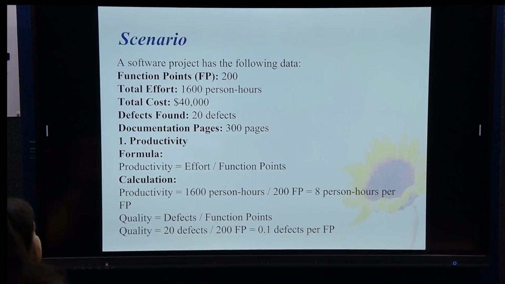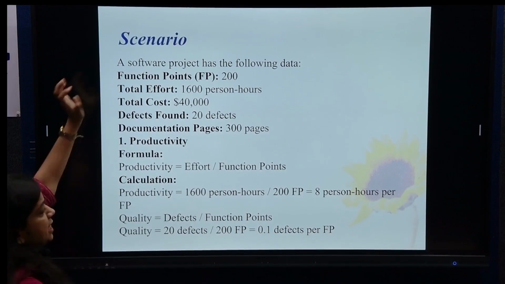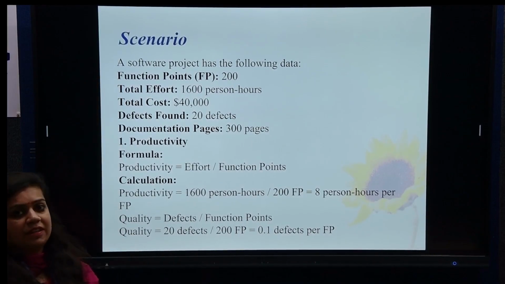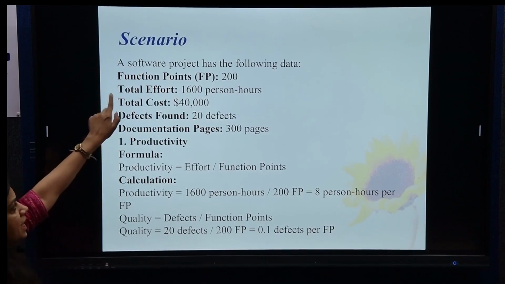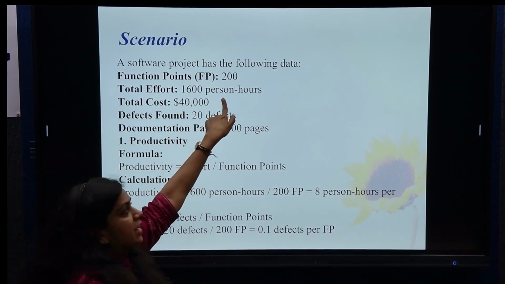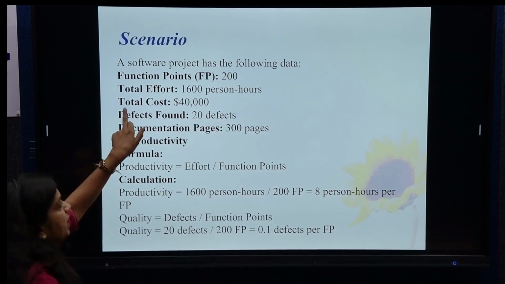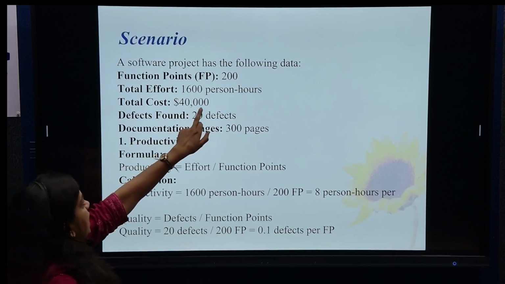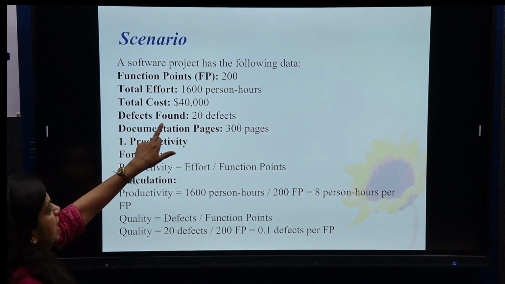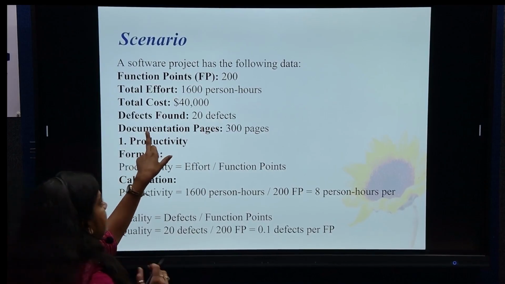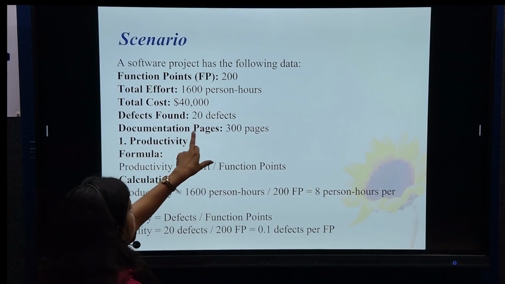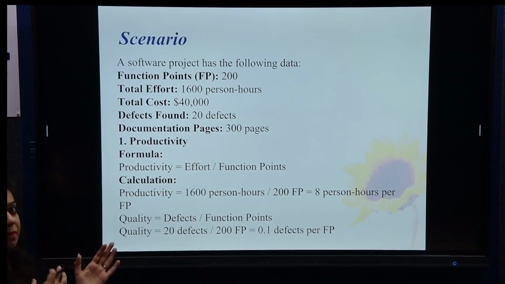Let's consider an example or a scenario. In this project, it's already given that we have 200 function points. The total effort is 1600 person hours. Total cost is $40,000. Defects found are 20 defects. Documentation pages are 300 pages. So we will compute all the metrics one by one.